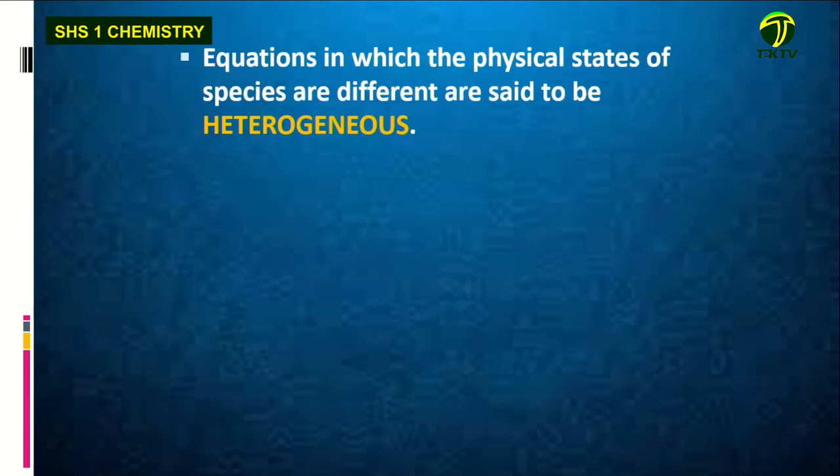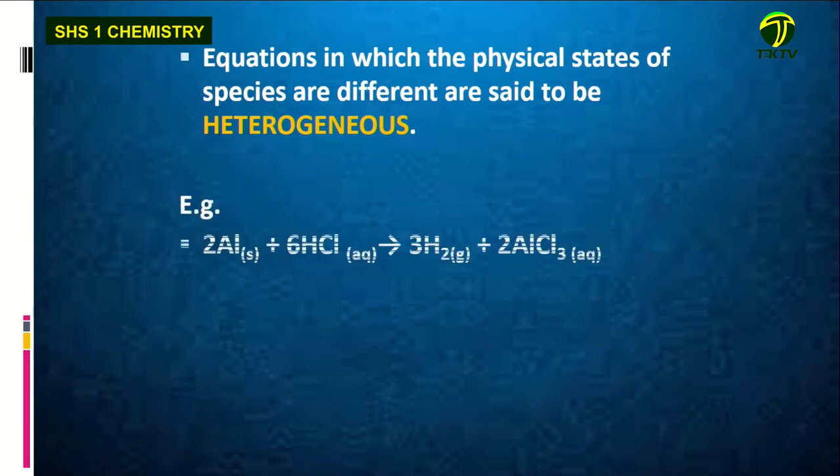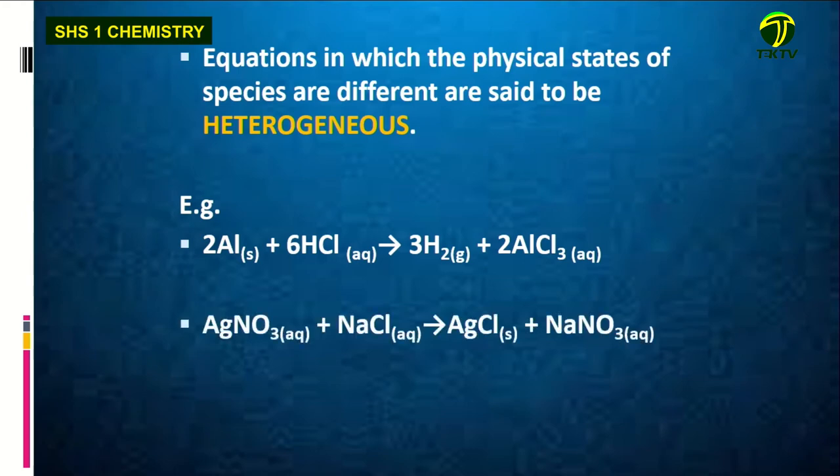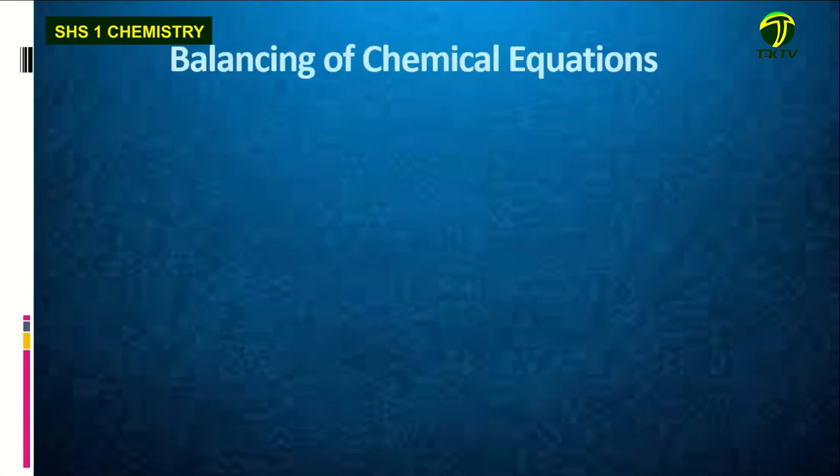reactions. Then when we have equations where we have different physical states, we call the equation a heterogeneous equation. In a heterogeneous equation, we have different physical states. So if we take this equation, we have aluminium being solid, hydrochloric acid being in the aqueous state, hydrogen being gas, and aluminium chloride aqueous. So we see different physical states there. Then we say that it is heterogeneous. Let's take another equation. Silver nitrate is aqueous, sodium chloride aqueous. But when we come to the product side, silver chloride is solid, and then sodium nitrate is aqueous. Though the three are aqueous, one is solid. So it is an example of a heterogeneous equation.